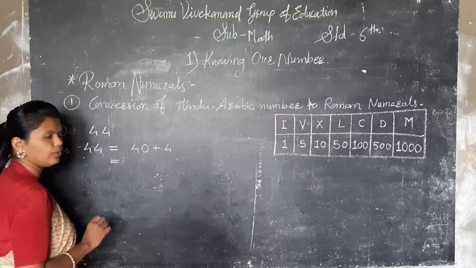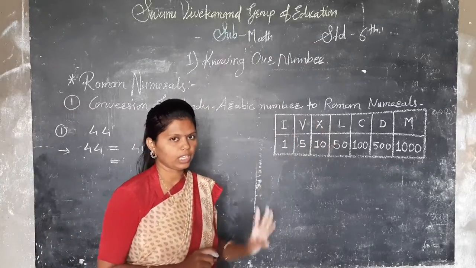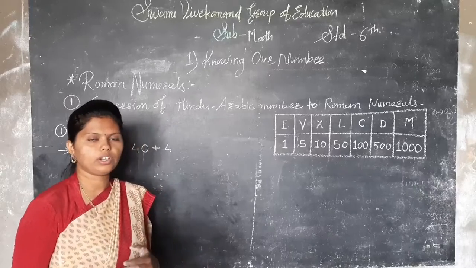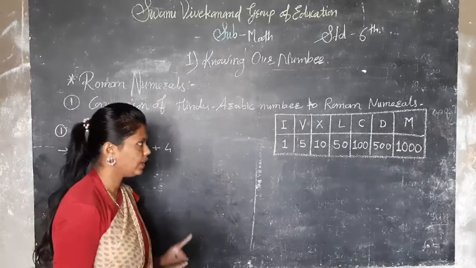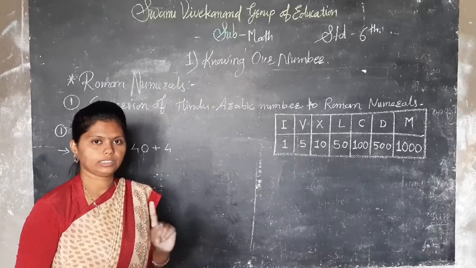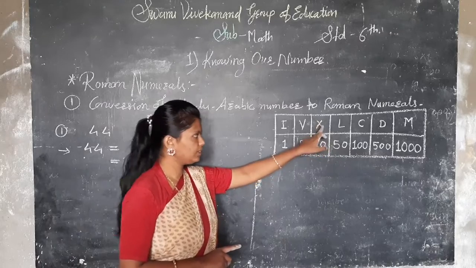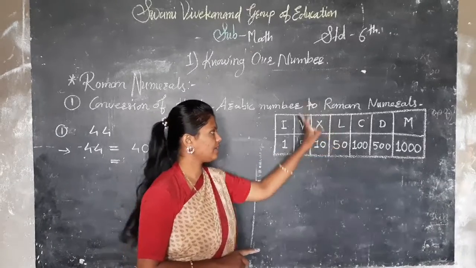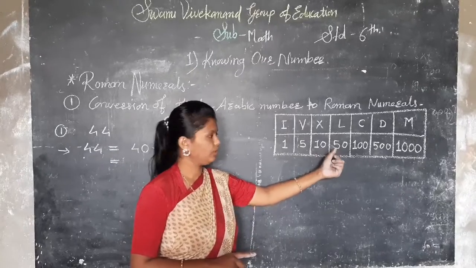How are we going to write 40? You can't write X four times, because we have the rule for repetition: any symbol can be repeated a maximum of 3 times. So here you have the next rule, the subtraction rule. If the smaller value symbol is written to the left side of the higher value symbol, then we can subtract that smaller value from the higher value.